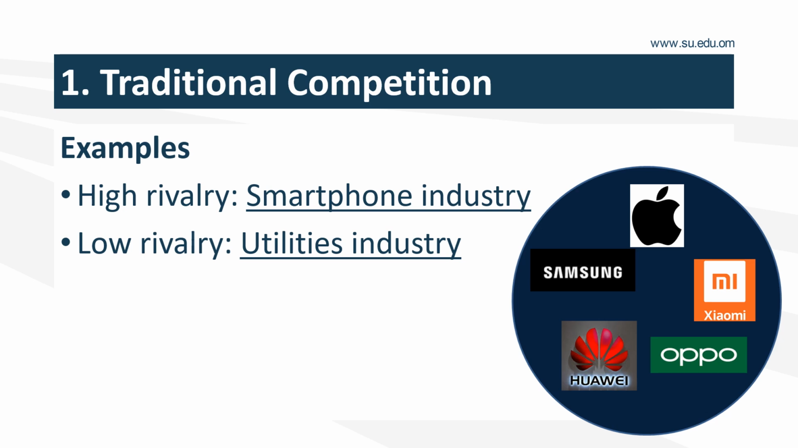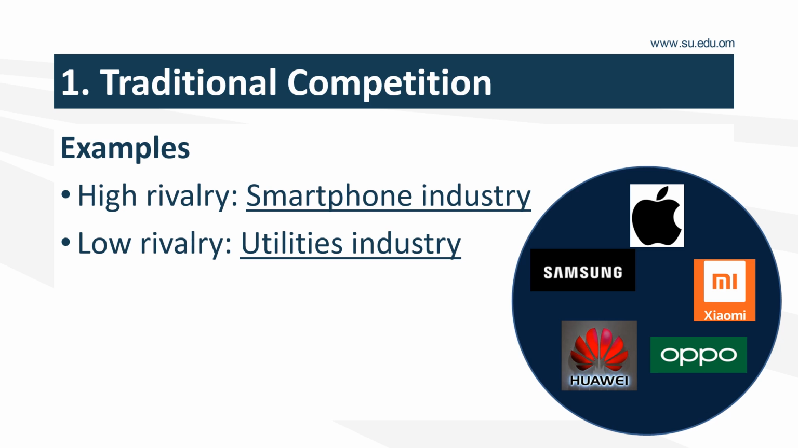Okay, now we look at the example. High rivalry, so high competition between the firms, is in the smartphone industry, but low competition or rivalry is between utilities industry companies. Okay, I think everyone can understand why it says that here. It says that the smartphone industry is in high rivalry or high competition.